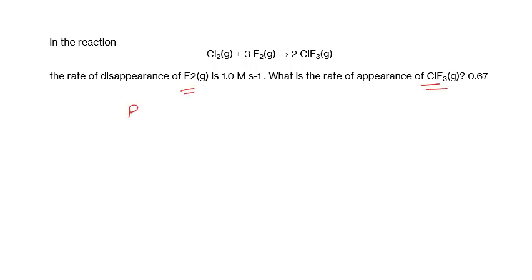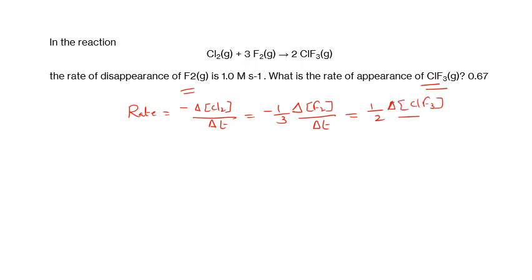So first I will write the rate expression. There are two reactants, so negative change in concentration of chlorine divided by change in time, that equals negative 1 over 3 change in concentration of F2 divided by change in time, that equals positive 1 over 2 change in concentration of ClF3 divided by change in time. So we have to connect only fluorine and ClF3. I'm not going to talk about chlorine now.